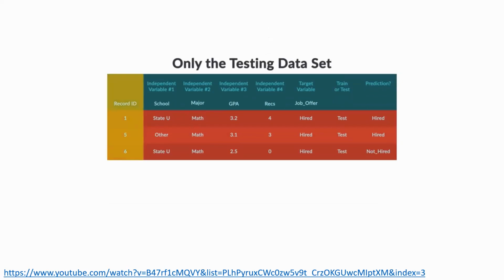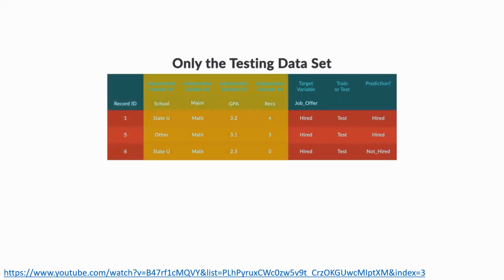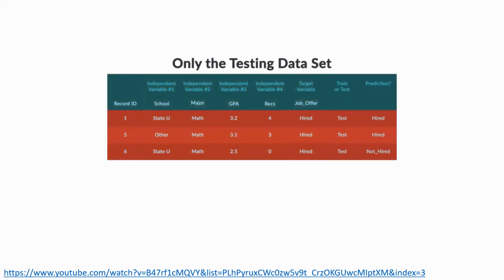We already had the record ID, independent variables, and target variable, and we're only including those records in the test data set. Here, you can see we're adding one more column to our testing data set, which is the prediction our model made. For record ID number 1, the model predicted our student would be hired. For record ID number 6, it predicted the student would be not hired.